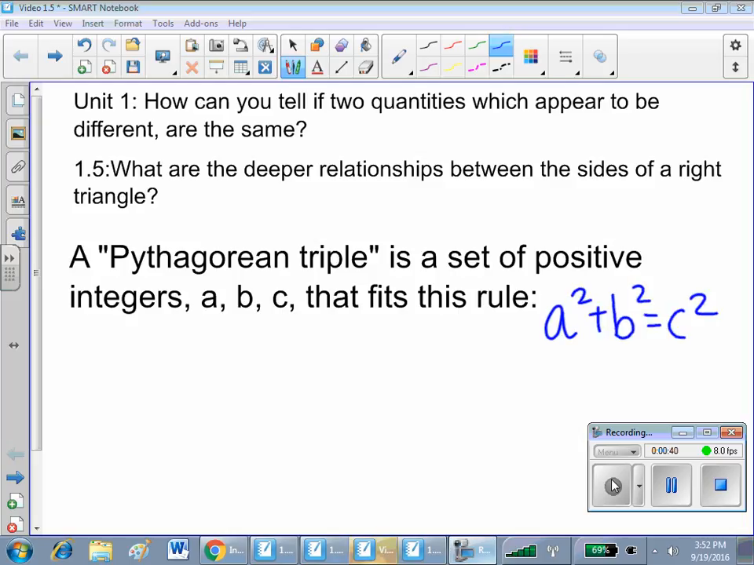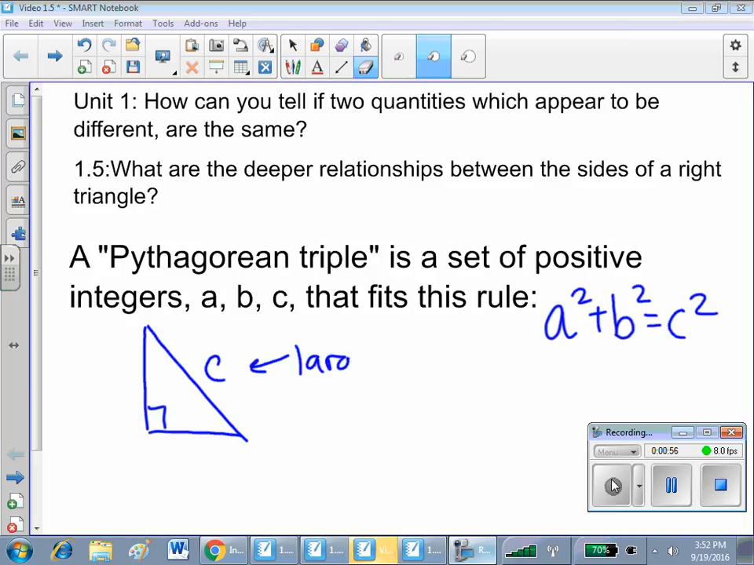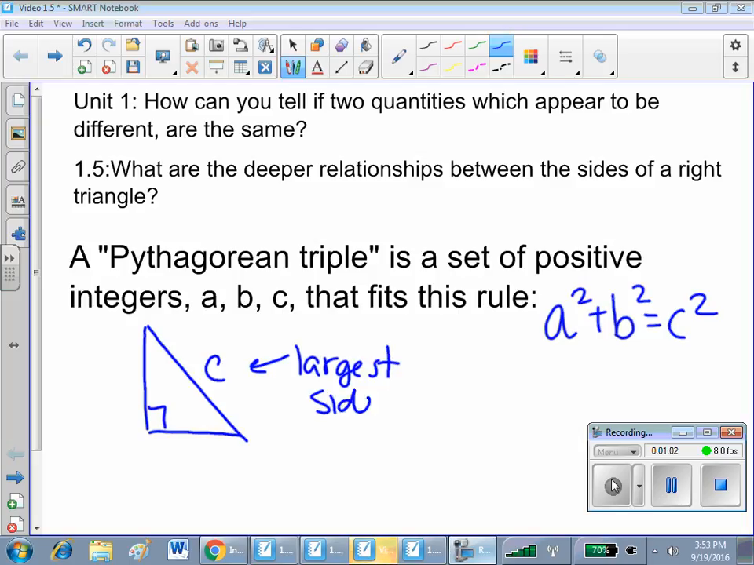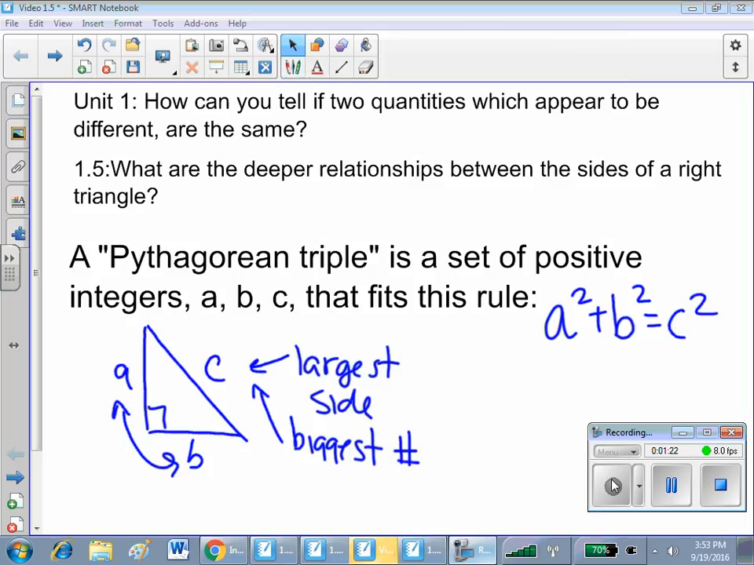Here's a common mistake people often make. When we talk about a, b, and c in terms of a right triangle, a and b don't actually matter where you put them, they just have to be on the legs, but c must be the largest, or longest, side. A and b could be either of these legs, doesn't matter. Oftentimes we don't realize that this number c has to be the biggest number. So when you have three numbers representing the three sides of a triangle, c will always be the biggest number. Okay? So let's look at an example of a Pythagorean triple.